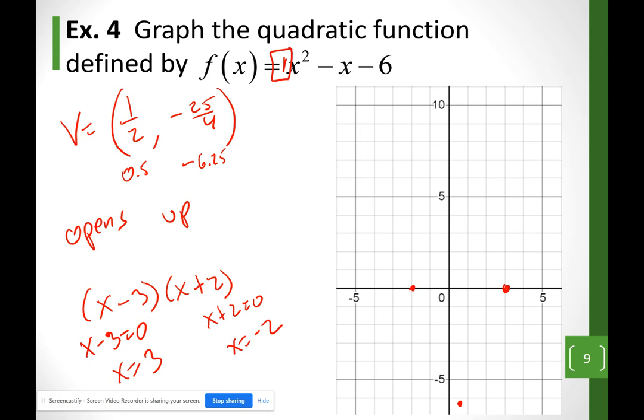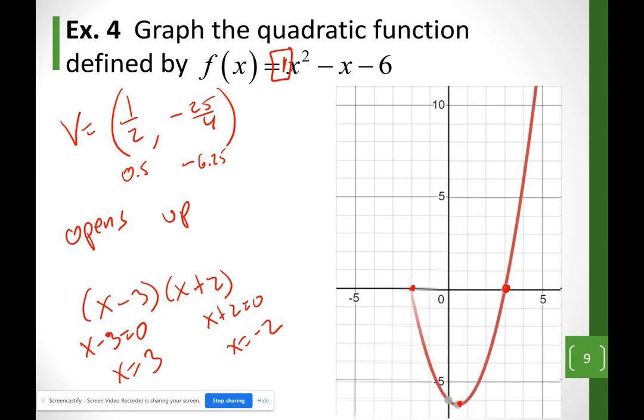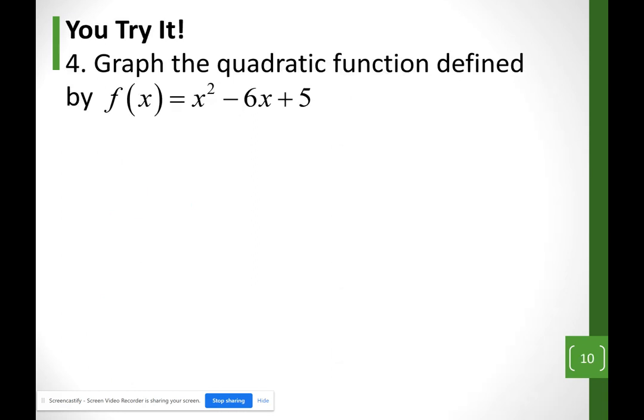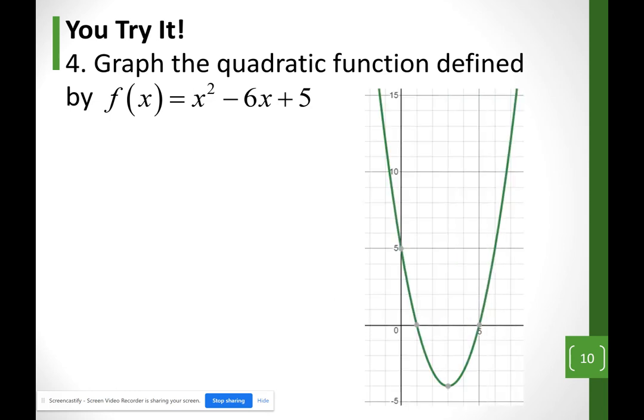So I have a vertex, I know it opens up, and I know where I cross the x-axis. I have a very good idea how my graph looks, and that's my graph. Find your vertex, find your aperture, whether it opens up or down, find your intercepts, and you're good to go. You should be able to try these. We'll try this one. There's your vertex. You can see your vertex and you can see your intercepts.